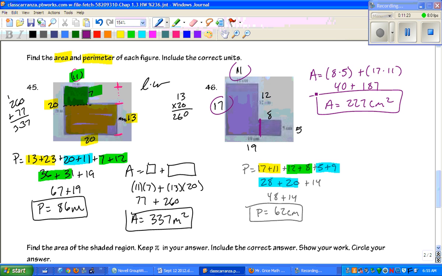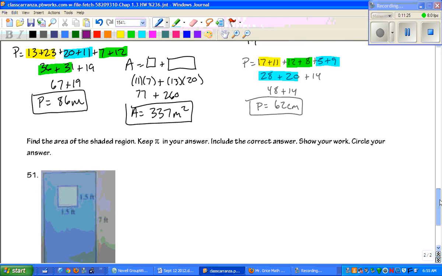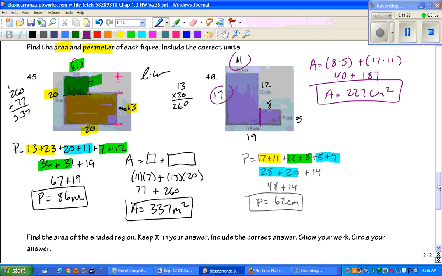Now, due to time, we will not go over 51. We'll go over that in class tomorrow, guys. Okay? So next, you should be writing down the definitions for what natural numbers, whole numbers, and integers are. And after that, you'll get to watch another video. All right? Thanks, guys. See you tomorrow.